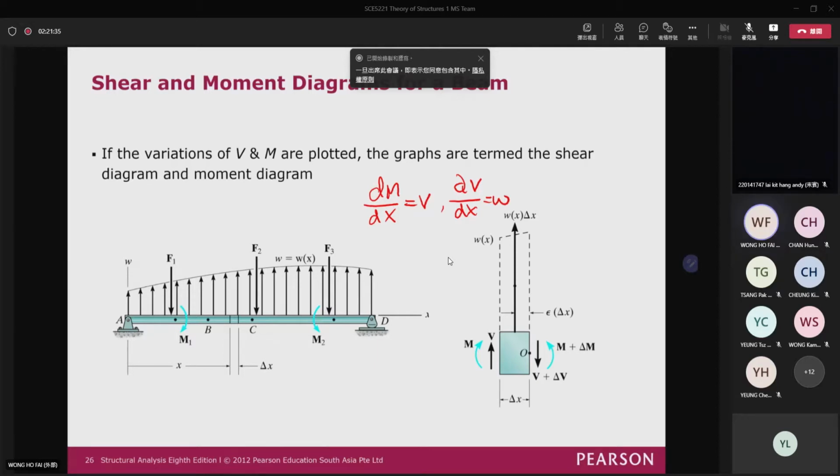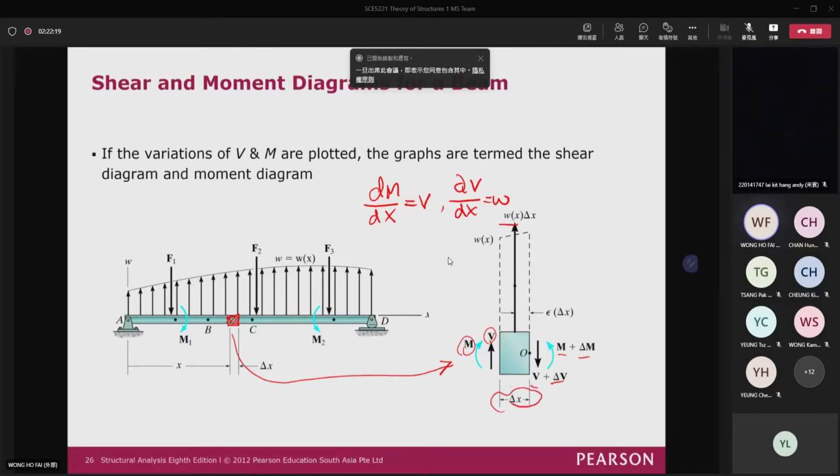For this, we just consider a very small element here, and then we take it out, and we can see that this is the small element subjected to the distributed load. We can call it W. And then assume that on the left-hand side, we have the shear and the moment like this. Actually, it is in their positive direction. And on the right-hand side, there will also be shear and moment. But we don't know whether there will be a change of the shear and the moment. So we just add the delta M and the delta V there, okay?